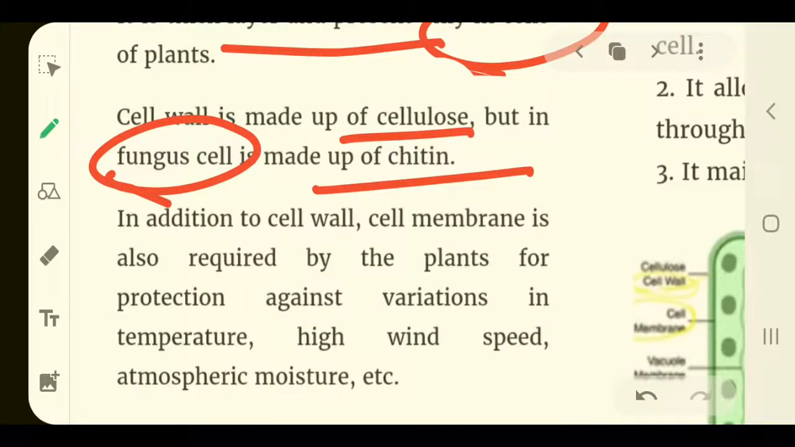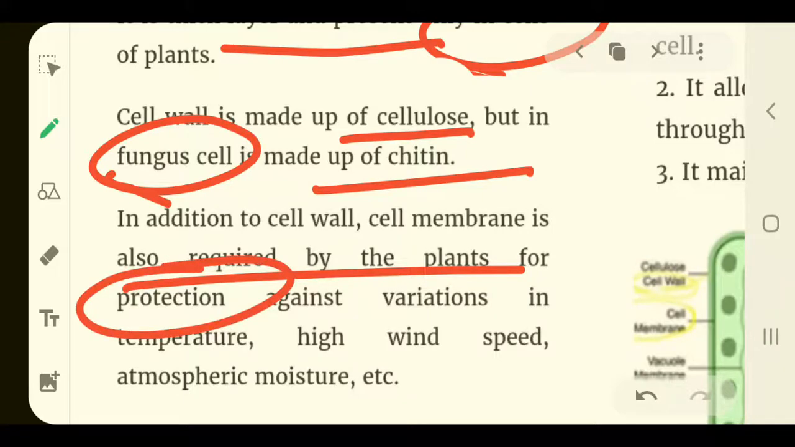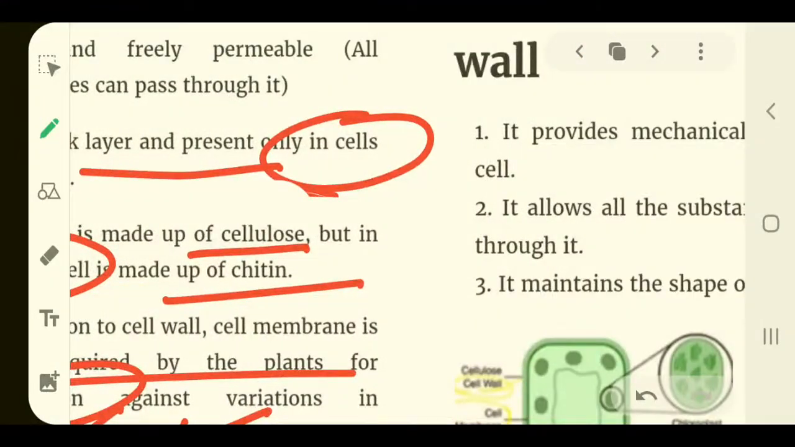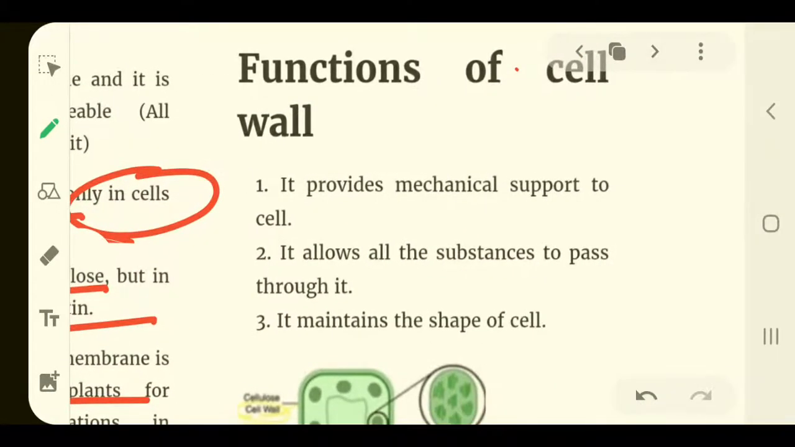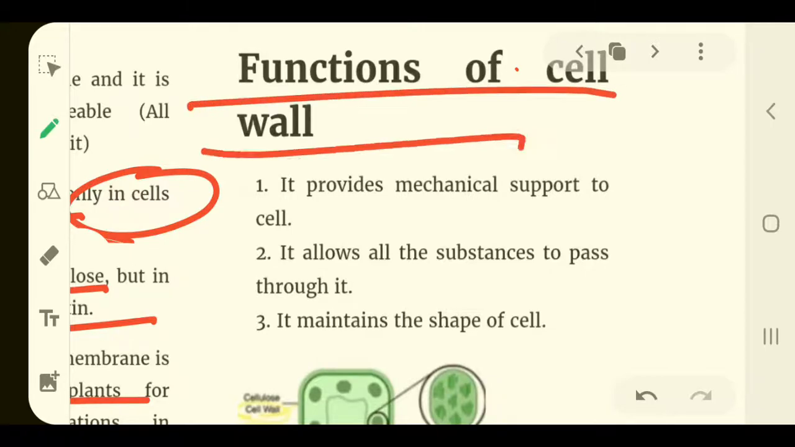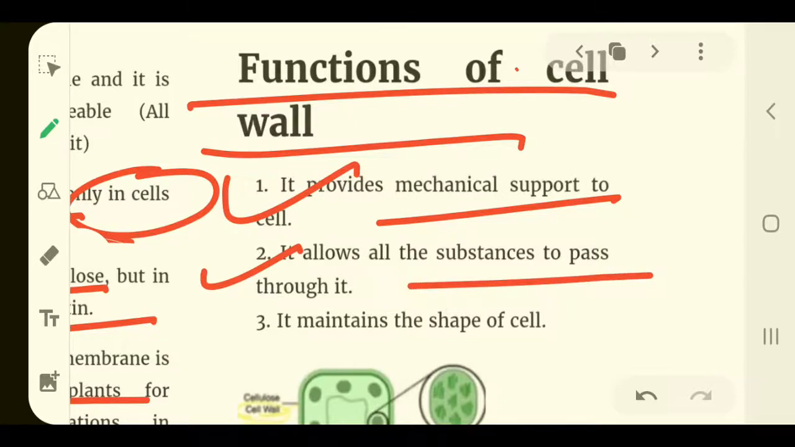And in addition to the cell wall, the cell membrane is also required by plants, as I have told you, for protection with respect to temperature, high wind speeds, and atmospheric moisture. There are lots of physical factors from which the plant has to be protected, so the cell membrane does its job also. And apart from that, the functions of the cell wall are mentioned here. Number one, it gives mechanical support. It is only in plants. Then again, it allows substances to pass through it.